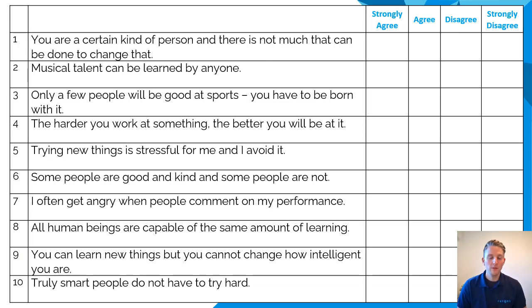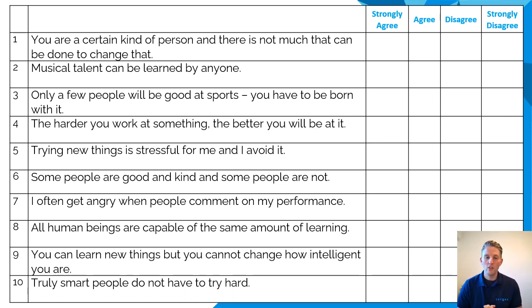So first up, this is the task we'd like you to complete individually. On your own, I'm going to give you 10 sentences or statements. All I need you to do is to give your first response to them. You can see here there are 10 sentences and on the right hand side there are 4 potential answers. For each one, just choose strongly agree, agree, disagree or strongly disagree.